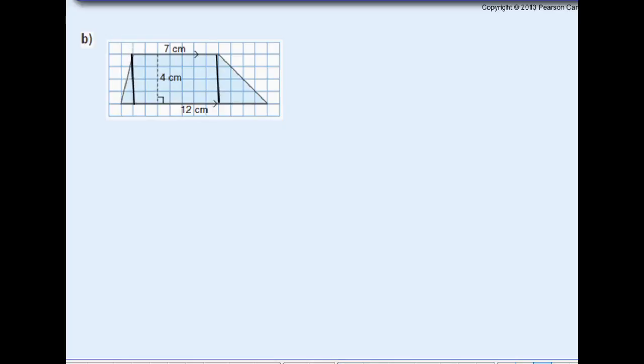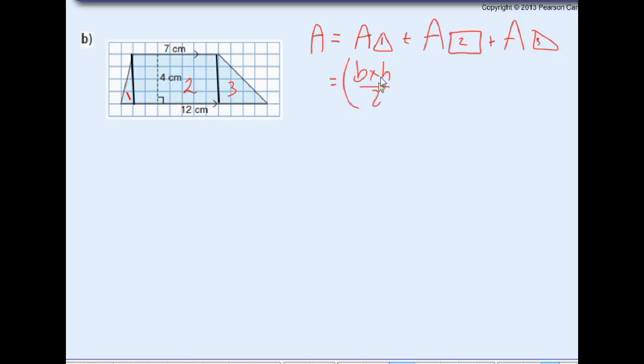So what do I have here? I'm going to draw this all in red so it stands out. I have triangle 1 and rectangle shape 2 and triangle shape 3. So the area is going to be the area of triangle 1 plus the area of rectangle 2 plus the area of triangle 3. So triangle 1 is base times height divided by 2. Rectangle is going to be length times width. And triangle 3 will be base times height divided by 2.